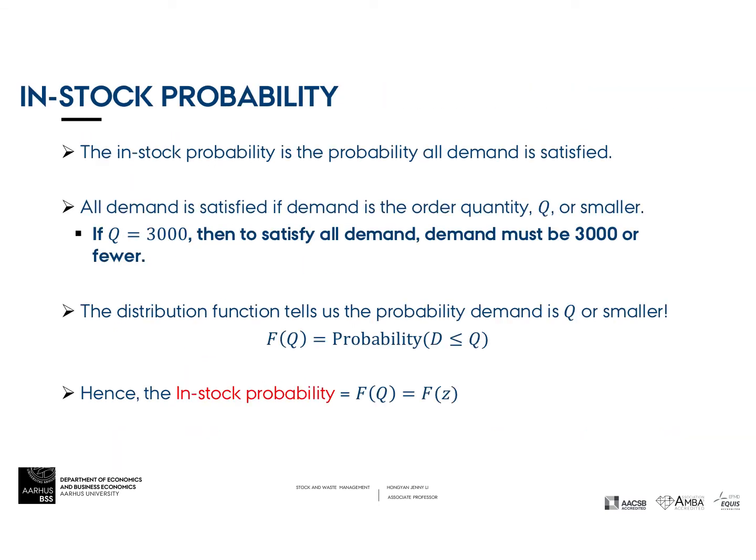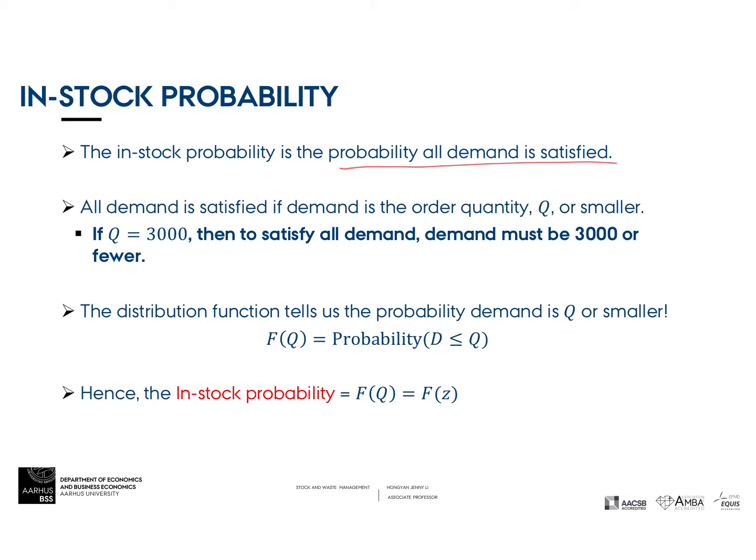So the first performance measure is the in-stock probability. The definition of the in-stock probability is the probability that all demand is satisfied. So assume you know the demand distribution and you would like to know at what level you can satisfy all the demand. That's the overall performance measure.